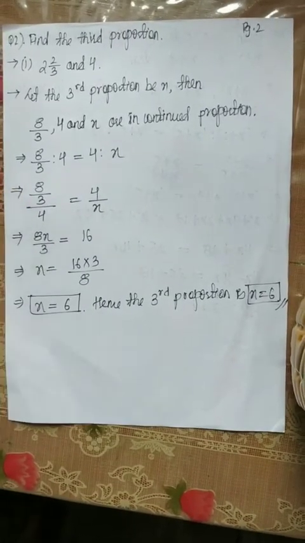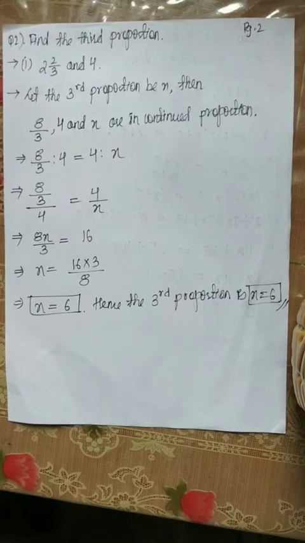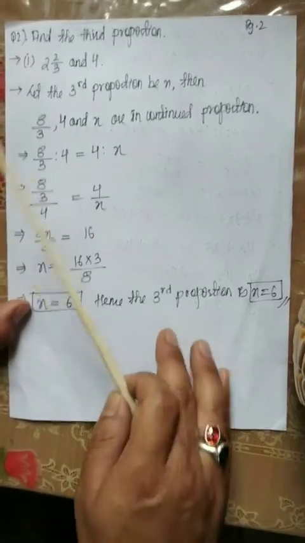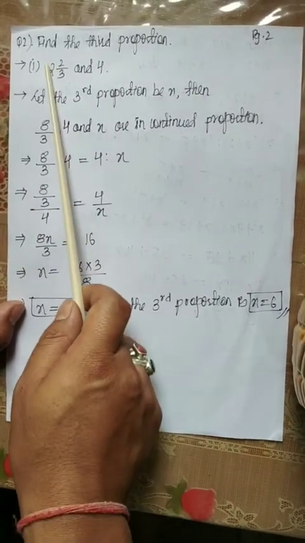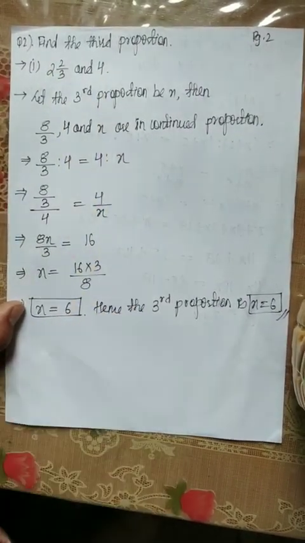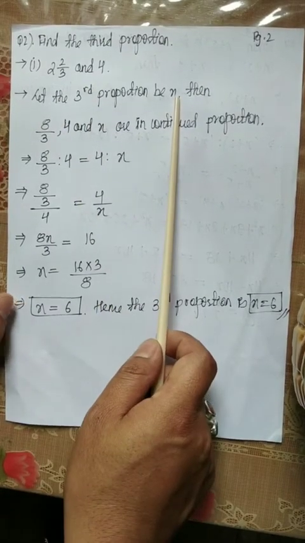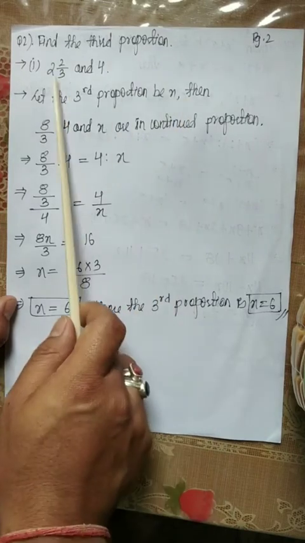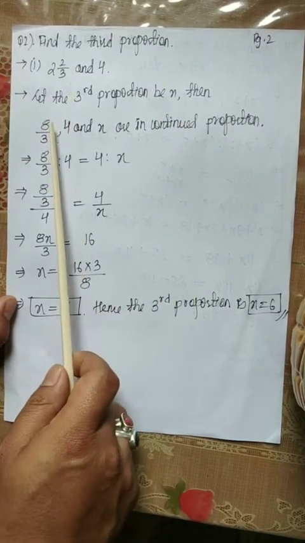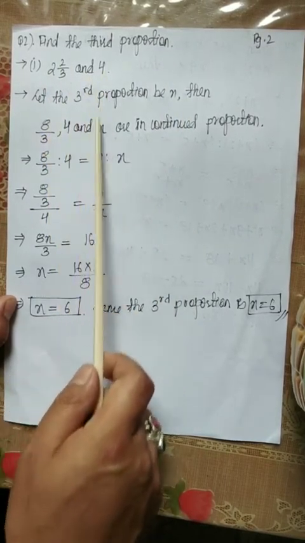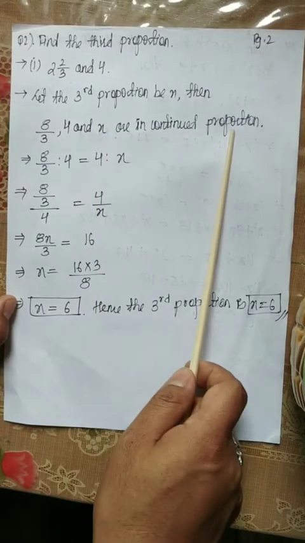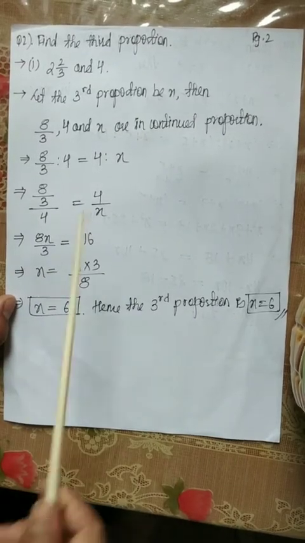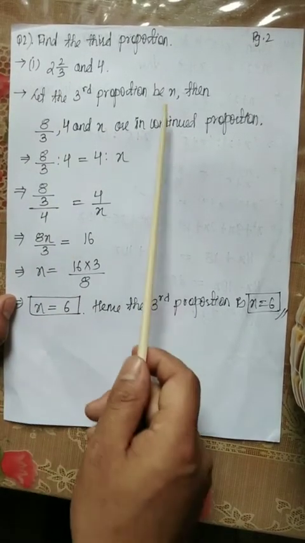Okay, so that was question number 1, how to find the fourth proportion. Now question number 2: find the third proportion to 2 2/3 and 4. Let us assume the third proportion be x. Then 2 threes are 6, 6 plus 2 is 8 by 3. 8 by 3, 4 and x are said to be in continued proportion. Remember that the third proportion is only possible if it is a continued proportion.